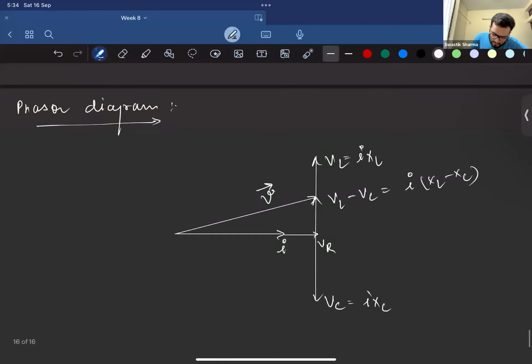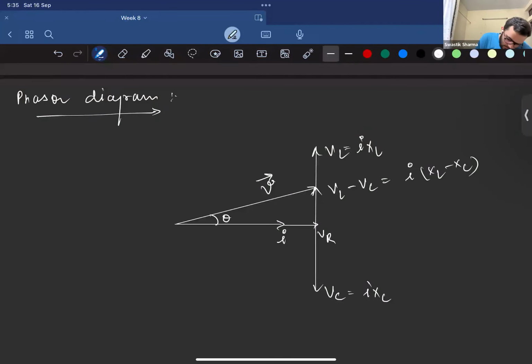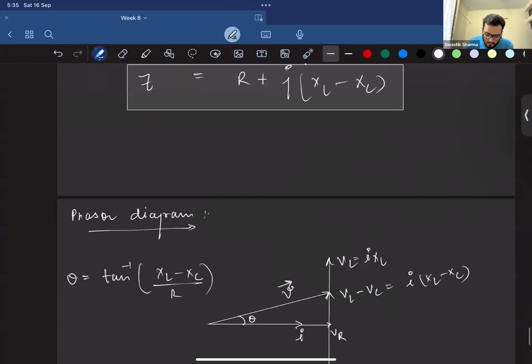So if we take this theta, what is the value of theta? It's nothing but tan inverse of XL minus XC upon R, right? So it's I of XL minus XC divided by IR. So I will get cancelled. It's XL minus XC upon R. So this is how the whole phasor diagram would look.